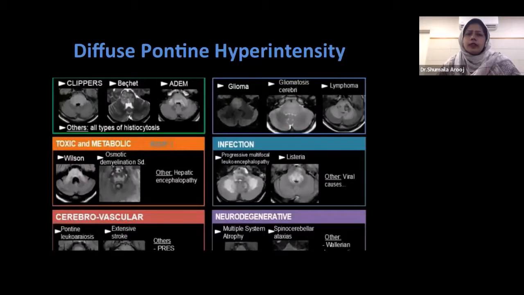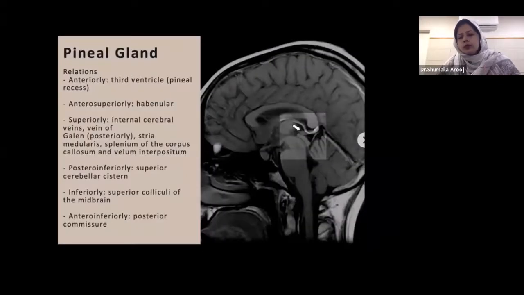This is another slide with multiple differentials of diffuse pontine hyperintensity. There can be toxic metabolic causes, cerebrovascular causes, infections, and gliomas. But again, you have to narrow down your differentials on the basis of the multiple important features which I already discussed.